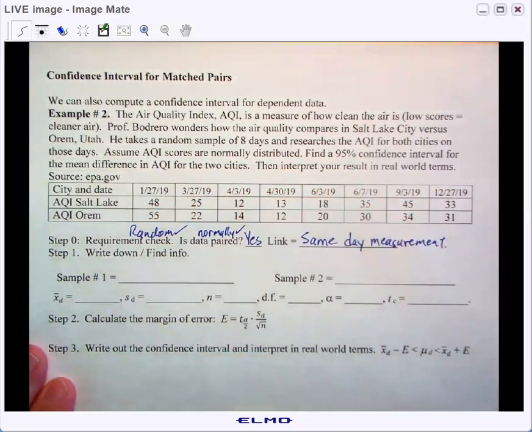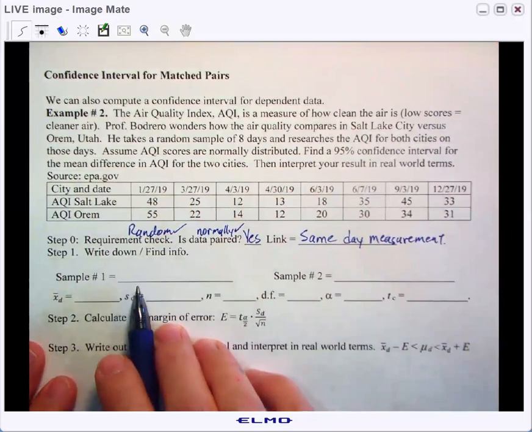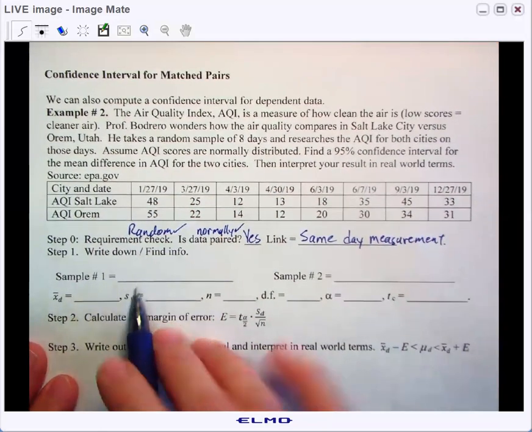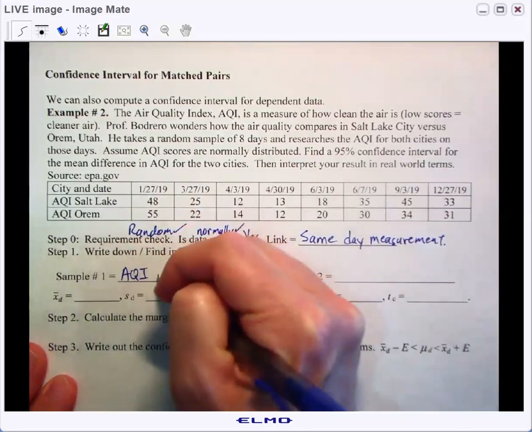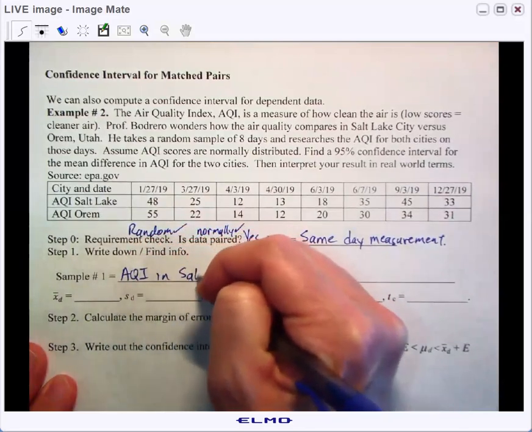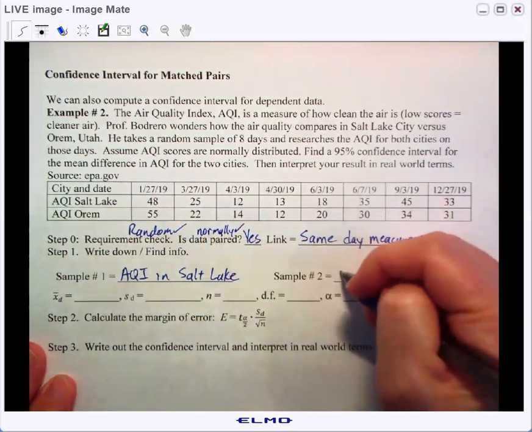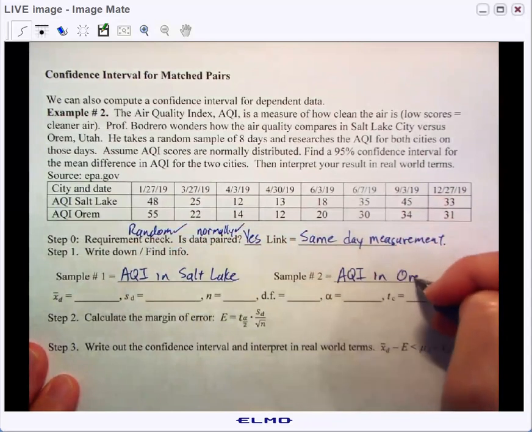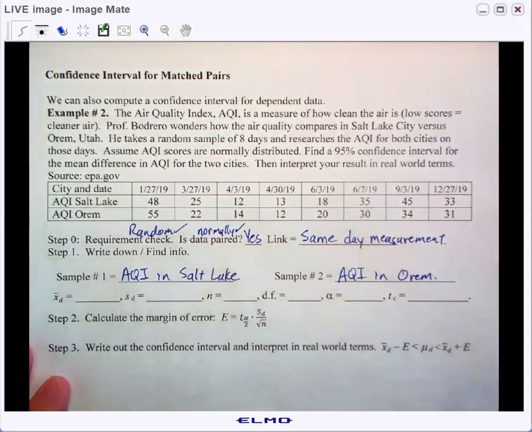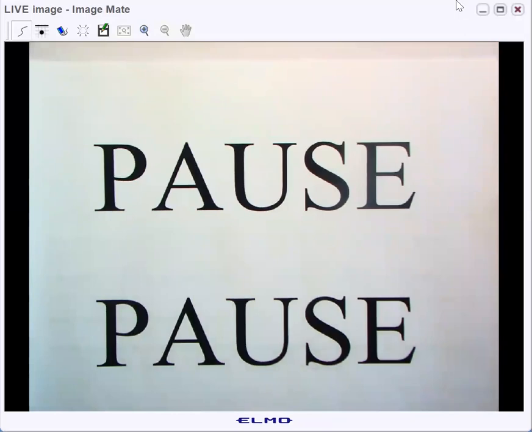Okay. So let's write down our information. Let's let sample one, and again, you can choose whichever you like, I'm going to go with the air quality index in Salt Lake City. And sample two, I'm going to do the air quality index in Orem. So we'll next need to put our data in our calculator. So I'm going to pause the video while you do that.